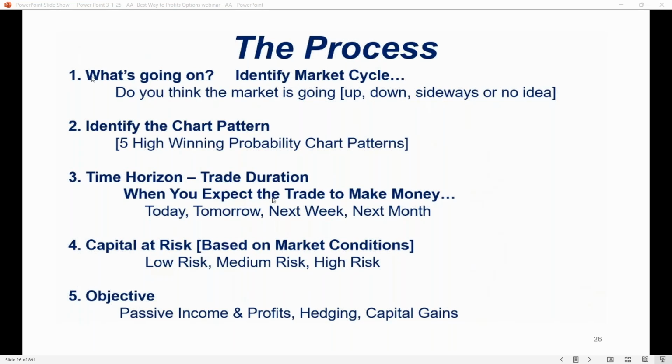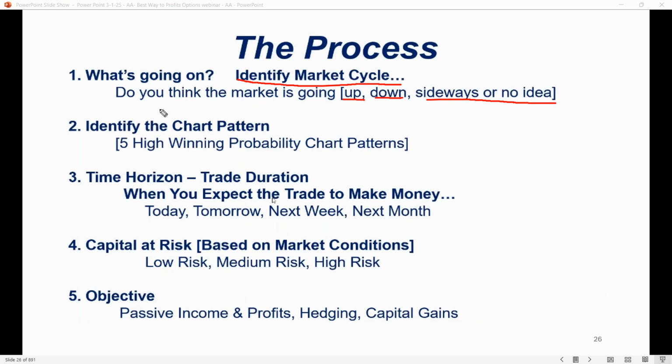So what we want to do when we're trying to select the option strategy is look at what's going on in the market. The first thing I always like to do is identify the market cycle. Are we in an uptrend, downtrend, or sideways? Or maybe you have no idea. We've had a lot of uncertainty lately, but we want to try to determine the market cycle.